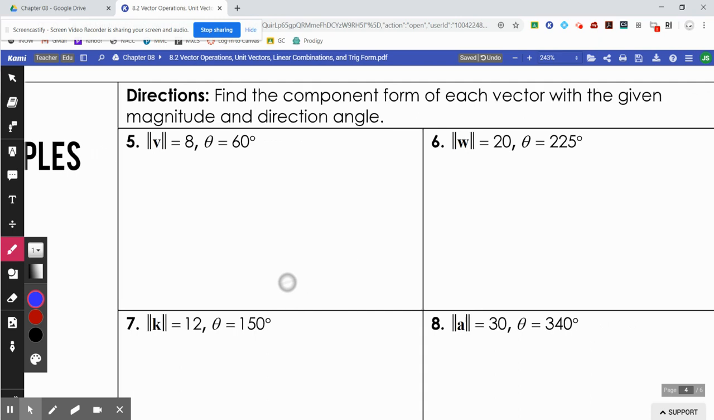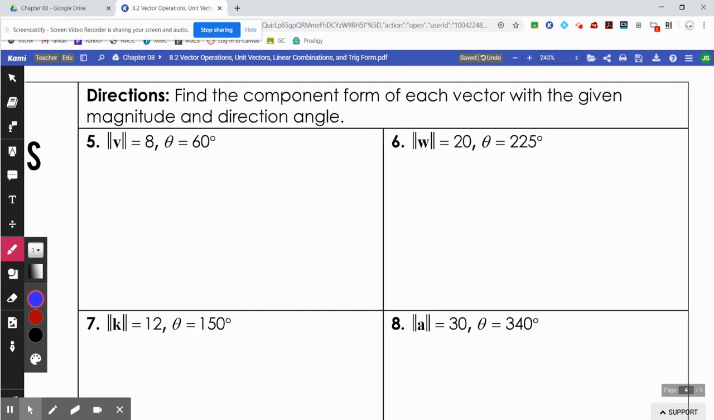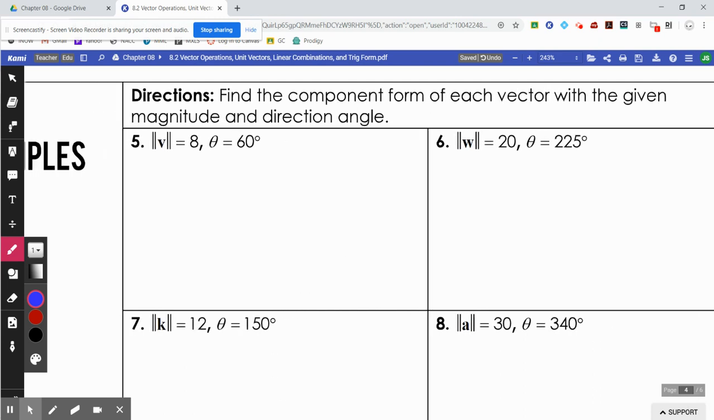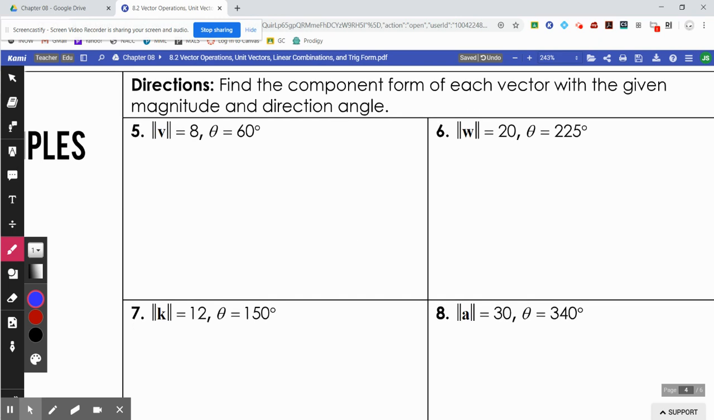Okay, an example. Here's what we mean. Find the component form of each vector with a given magnitude and the given direction angle. So first thing we're going to do is find the unit vector that has this direction angle, and that's really easy. The unit vector that has that direction angle would be simply cosine 60, comma, sine 60. However, that's the unit vector. That would have a length of 1. So how do we find a vector in the same direction that has a length of 8 instead? Well, you just multiply it by 8, and that's it.